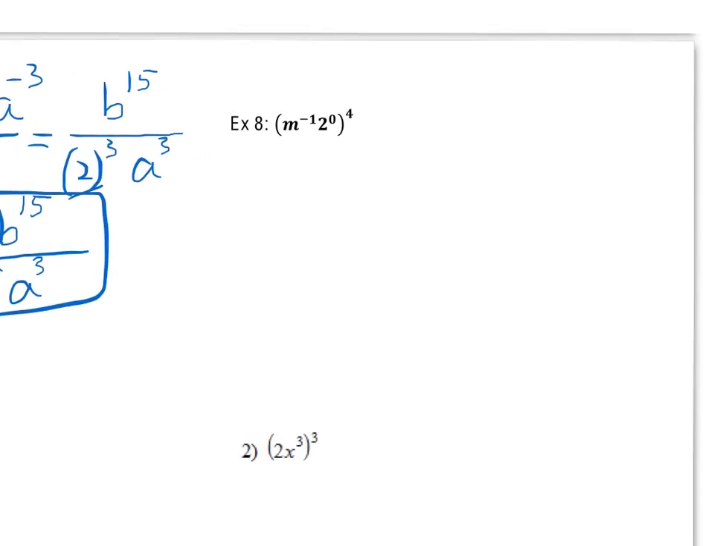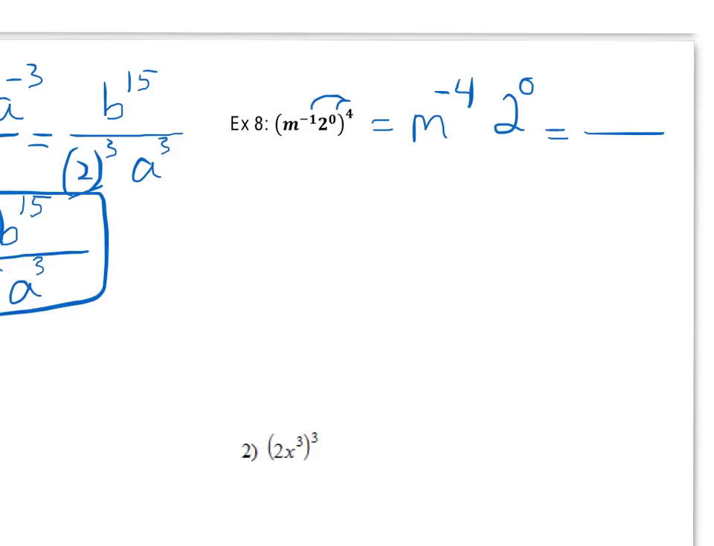Last example. First thing we should always look for, negative exponents. I'm sorry, any hidden exponent of 1. There are no missing exponents, so we don't have to add any exponents of 1, so we can just distribute. M to the negative 1 times 4, negative 4. 2 to the 0 times 4 is 0.